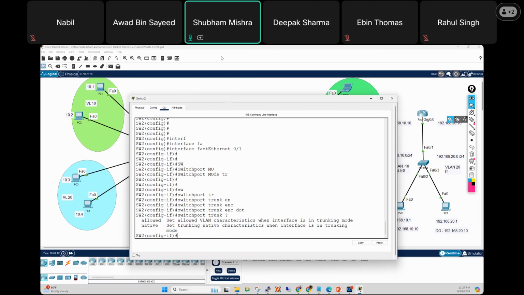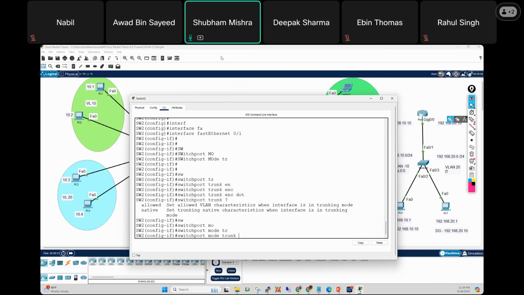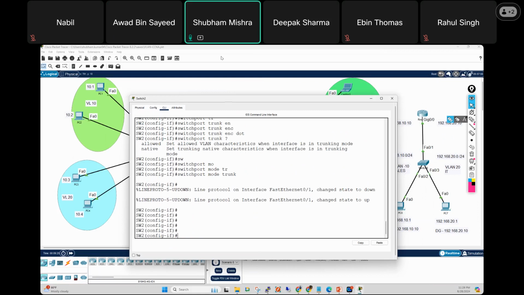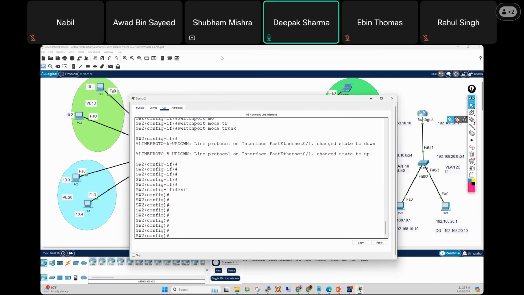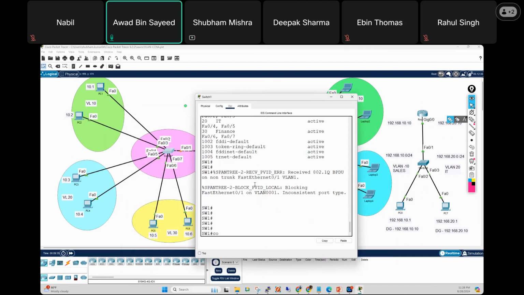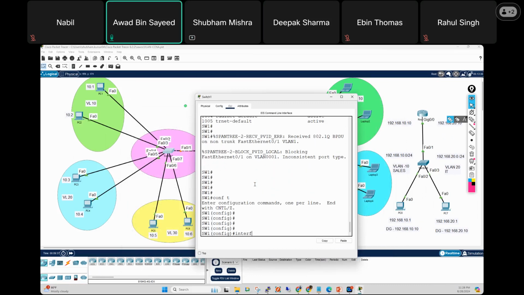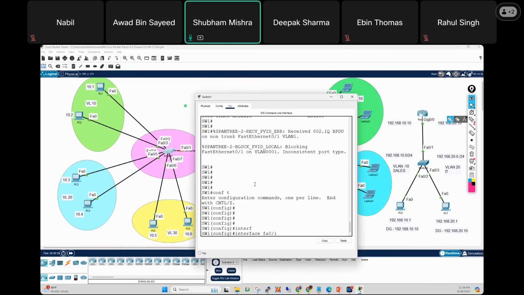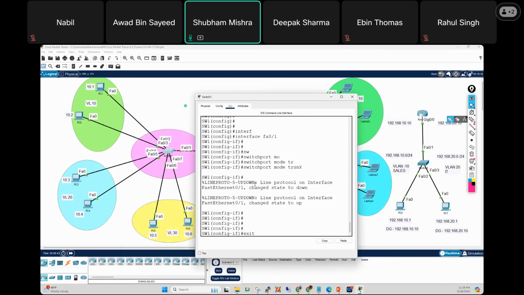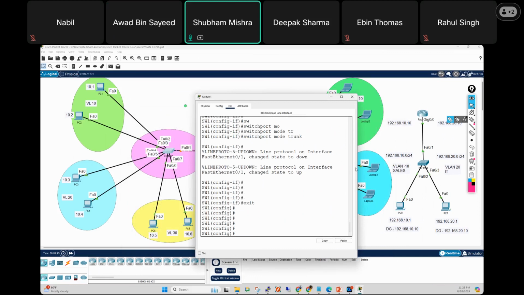Now here, what is the command I can write directly, guys? Switchport mode trunk. Are you clear, everyone? Okay. The same command I have to run on switch number 1. Interface FastEthernet 0/1, switchport mode trunk. Done?